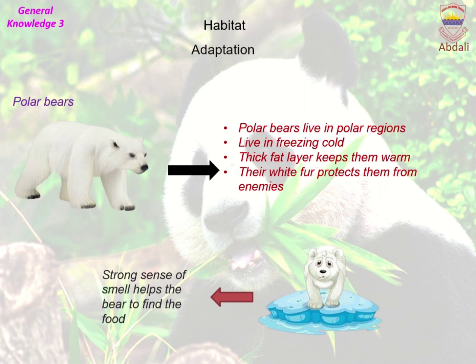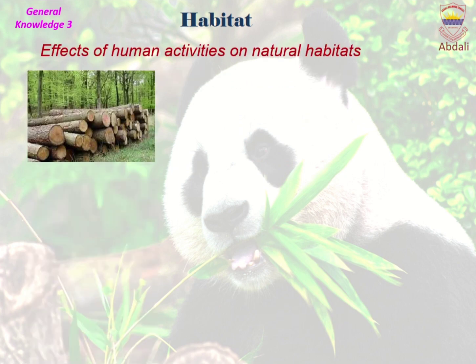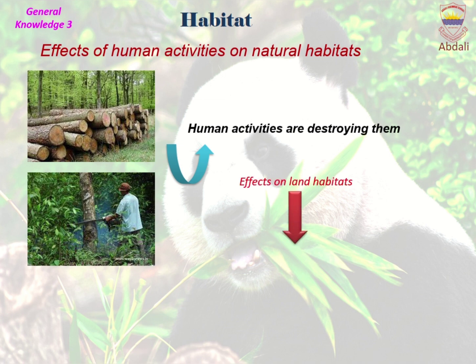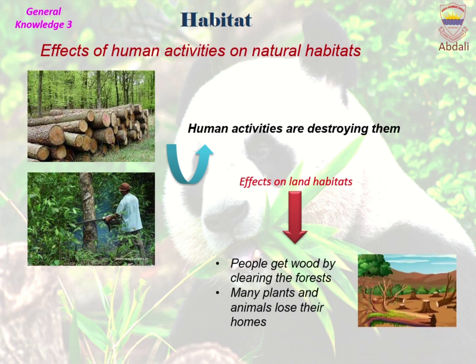Now let's discuss the effects of human activities on natural habitats. Like plants and animals, humans also benefit from natural habitats. But human activities are destroying them. Effects on land habitats. People clear forests to get wood and make settlements. Many plants and animals lose their homes due to deforestation.